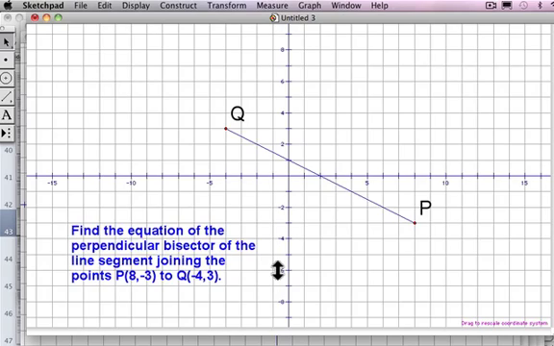Now in this question we're asked to find the equation of the perpendicular bisector of the line segment joining P, which is (8, -3), and Q, which is (-4, 3).